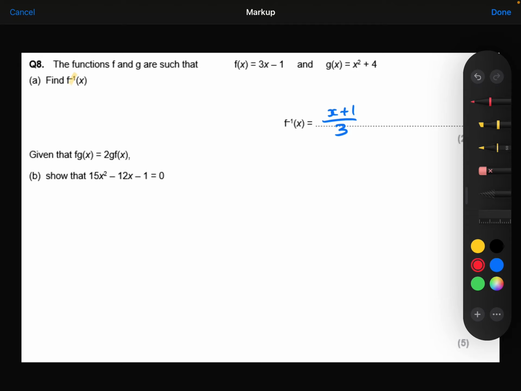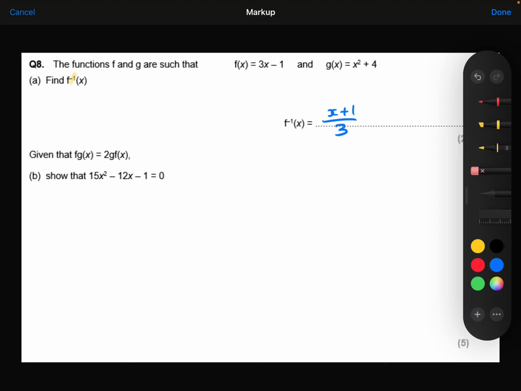The longer way that will always work is I'm going to remember that what the inverse function does is swap the x and the y around. And then I'm going to make y the subject. So I'm going to add 1 and then divide both sides by 3. Either way, that's the answer we get. x plus 1 over 3. That's your inverse function for part A.